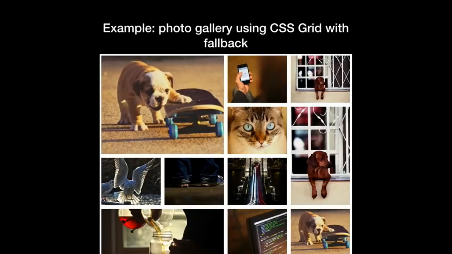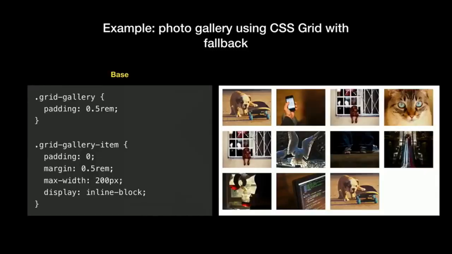So just a quick example of doing something with CSS Grid with a fallback. I want to create a gallery like this, and I want some of the images to span multiple columns or rows. I could start with an inline block style grid. Well, it's not really a grid. I'm just saying that I want these to be inline block and have a certain maximum width. And this should work in the oldest of browsers.